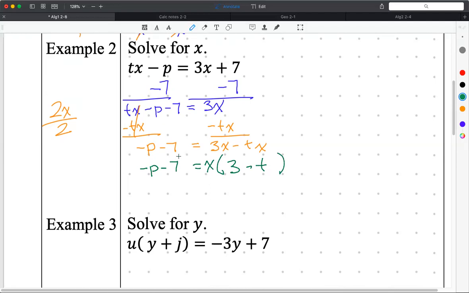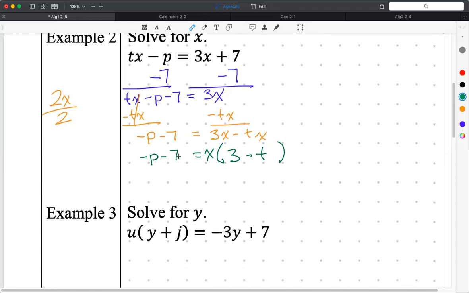And for the rest of you, to give you a hint, right now, x is being multiplied by something. x is being multiplied by 3 minus t. What's the inverse operation of multiply by 3 minus t? Divide. Okay, well, don't give it away, Jose.